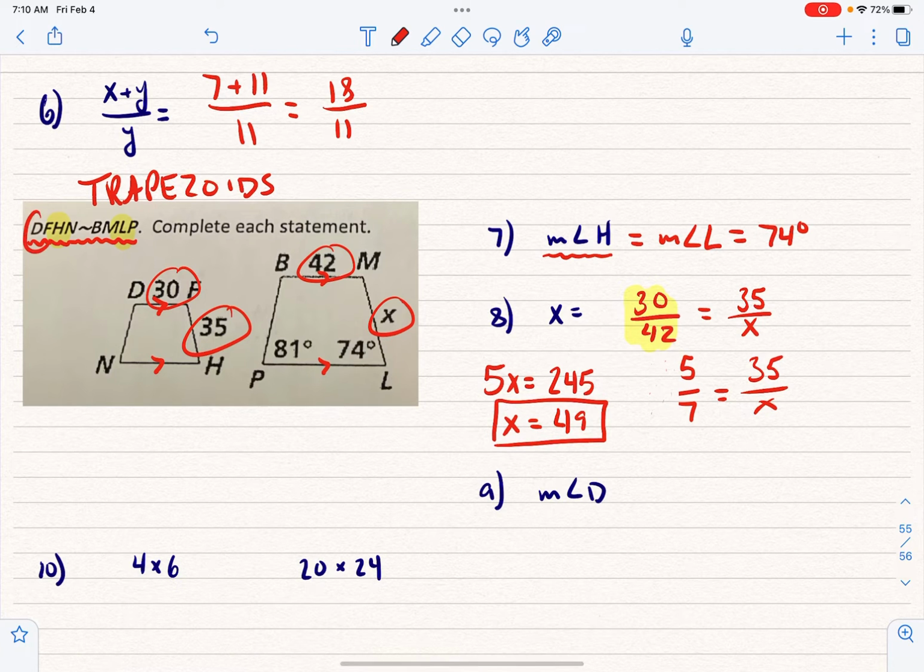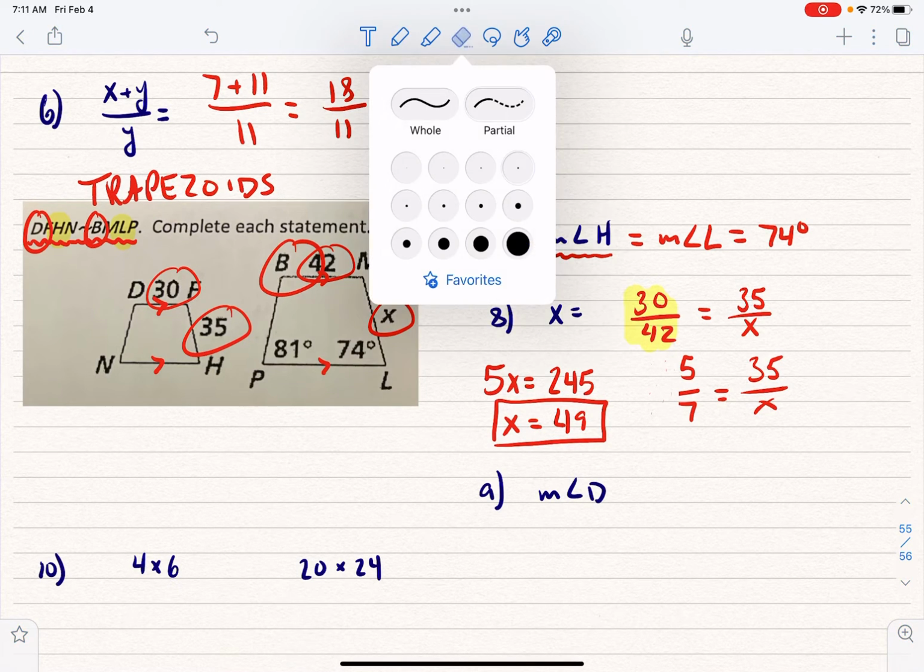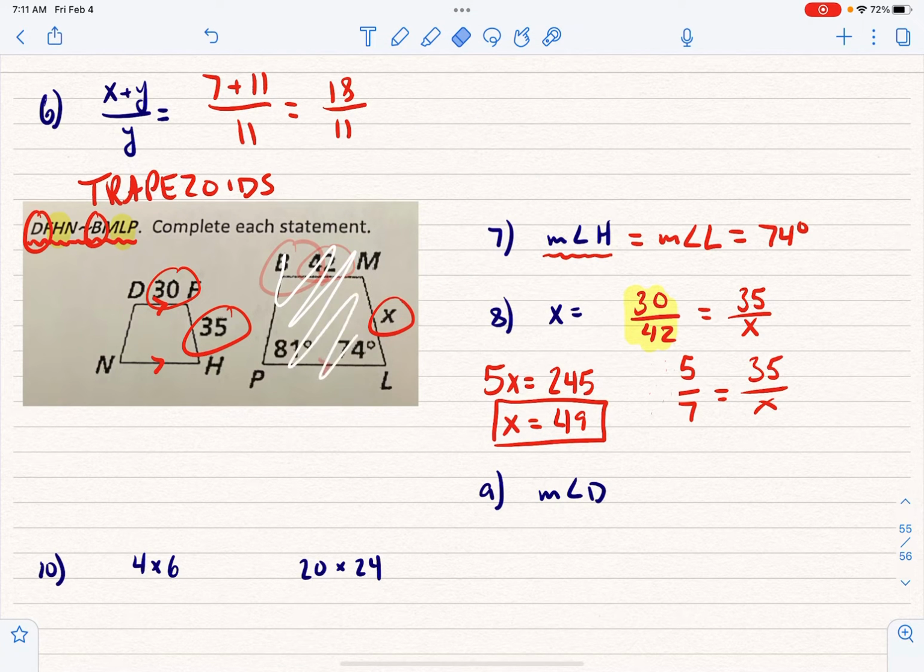First we've got to go, well, D corresponds to B. And B is up here, and I don't have the measure of that angle. But I've got too much going on in terms of all this stuff. Let me get rid of this.